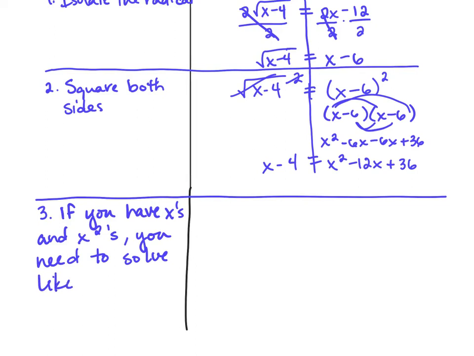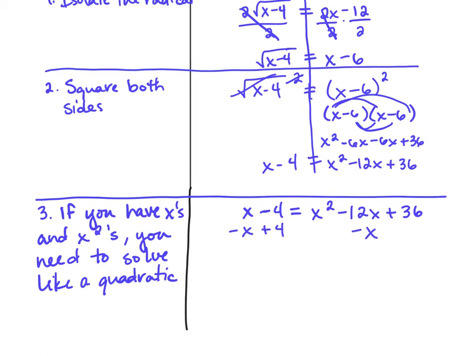And what I mean by that is the stuff from 1.5. So if we think back, and I don't want to write all the steps here because that's a little bit obnoxious. If we go back to 1.5, what we find is that when we have x's and x squareds, we have to get everything to one side of the equal sign equaling 0. So I need to get rid of this x and the -4 and get those to the other side. So I'm going to subtract x. I'm going to add 4 to get 0 equals x squared minus 13x plus 40.